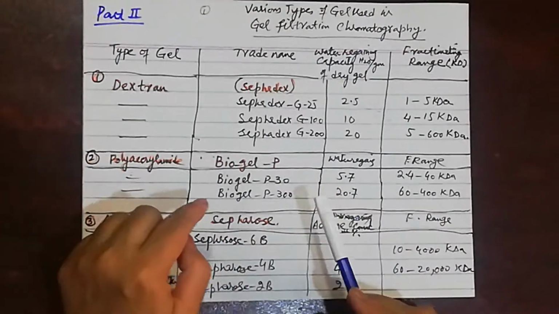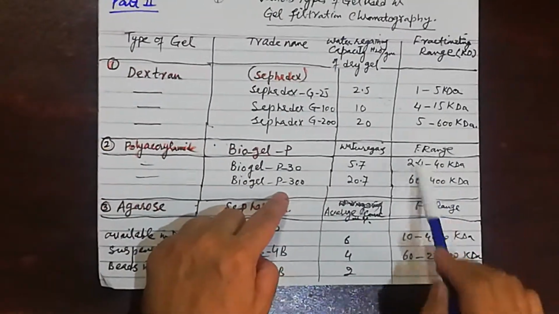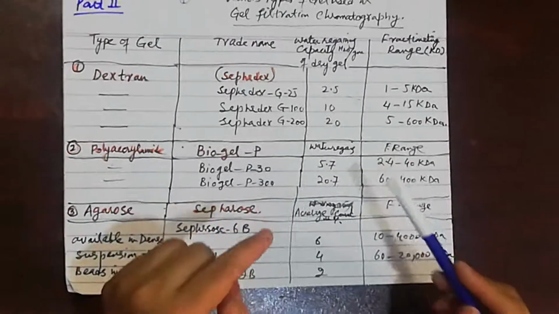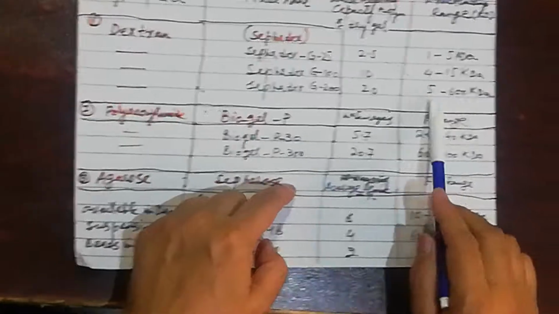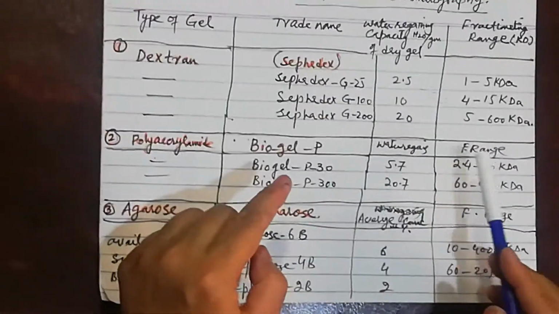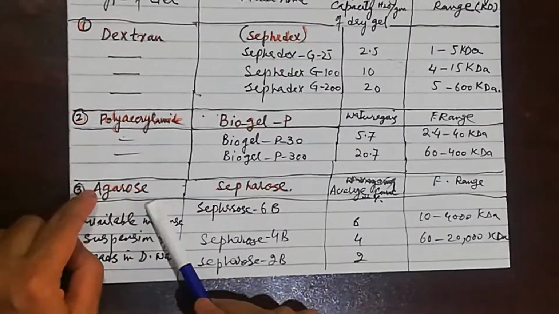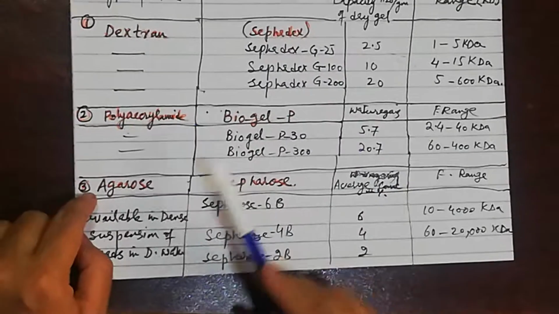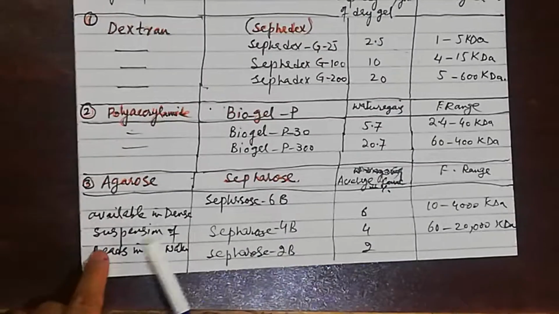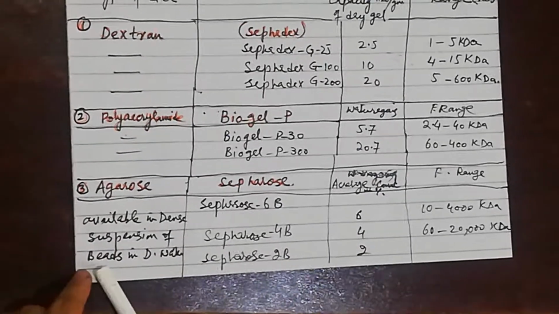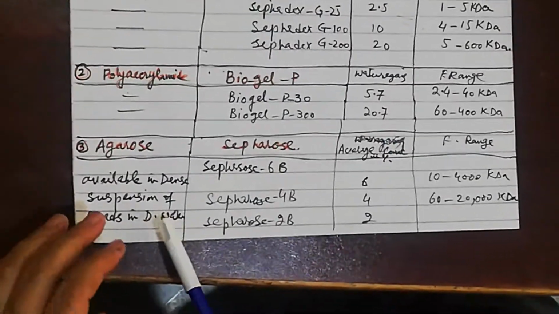So whenever we pack the column with any of these gels, they provide a fractionating range, meaning they provide separation of particles, proteins, or heavy molecular weight molecules within these ranges. The third type of gel used in gel filtration chromatography is agarose, which is available as a dense suspension of beads in distilled water. So this gel is already present in the dense suspension.